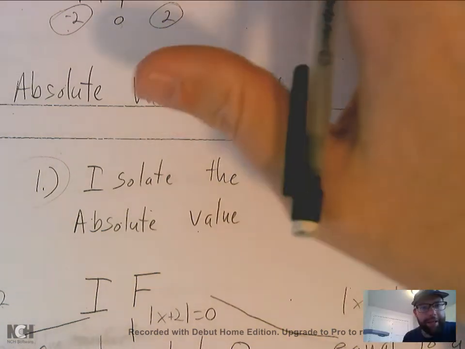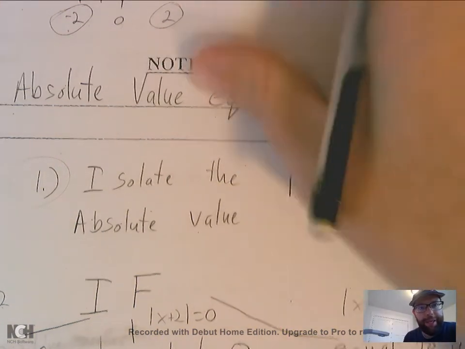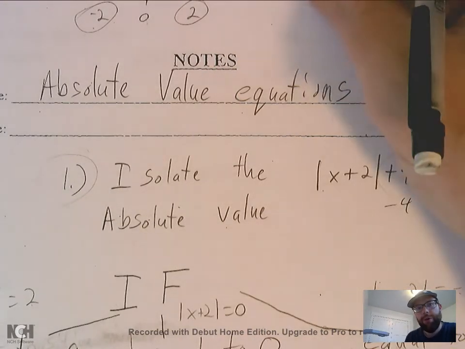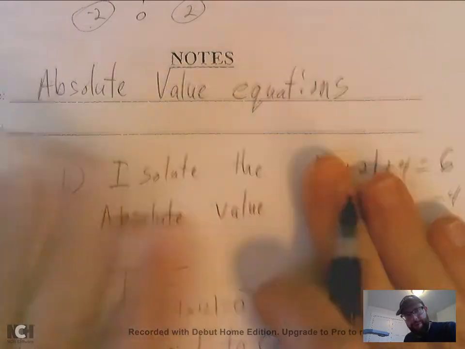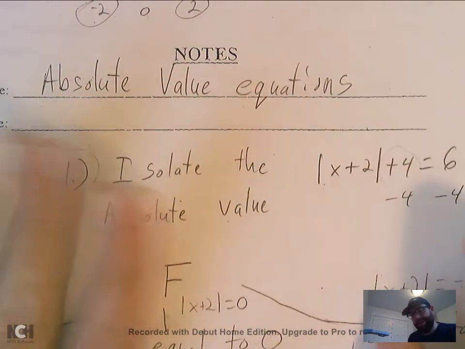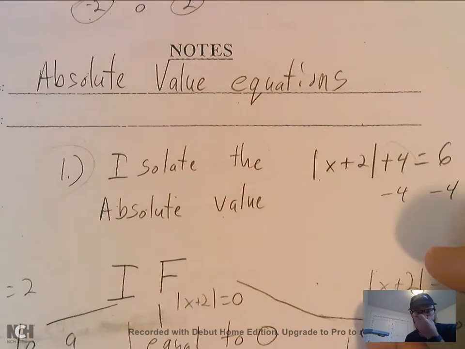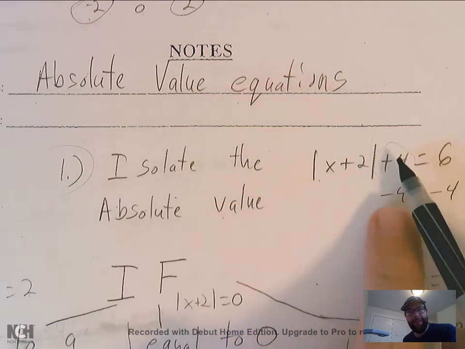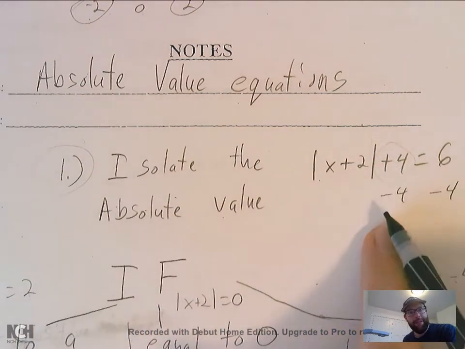Okay, hello everybody. So again, we're going to talk about absolute value equations. Just to review the process for solving an absolute value equation, the first thing you need to do is isolate the absolute value. So anything that's outside those vertical lines, you need to move.